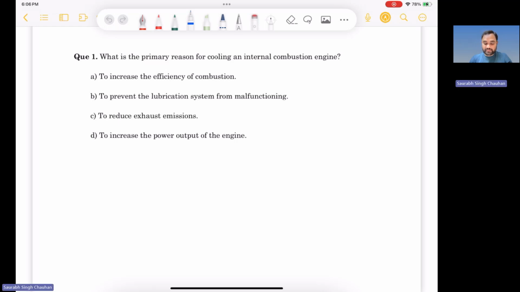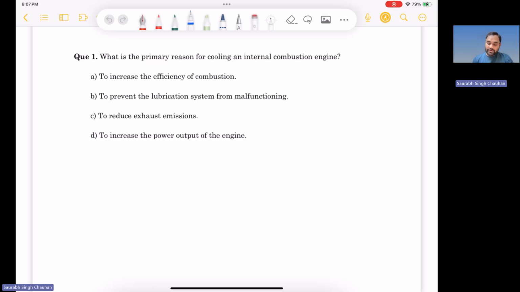If you are cooling too much, then efficiency can be reduced. But anyway, the cooling system is not for increasing the efficiency. Option C says to reduce the exhaust emission. So again, this is not correct, right? And to increase the power output of the engine, this is also not correct. So the only correct option is option B, to prevent the lubrication system from malfunctioning. If you are not cooling the engine, then temperatures can reach very, very high, and at very high temperatures, your lubrication system can fail.